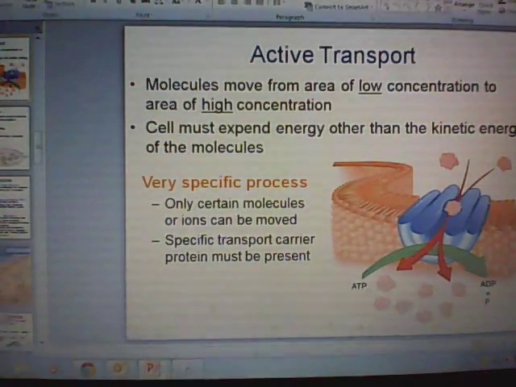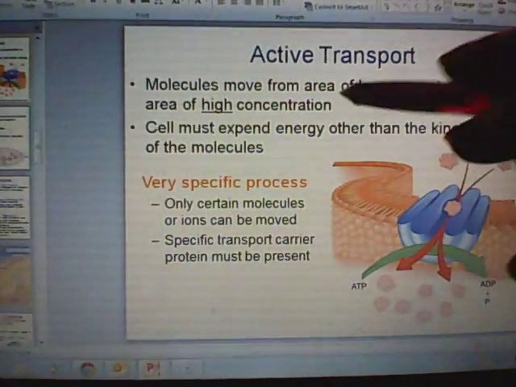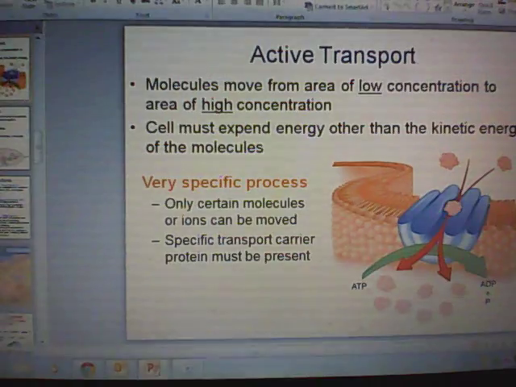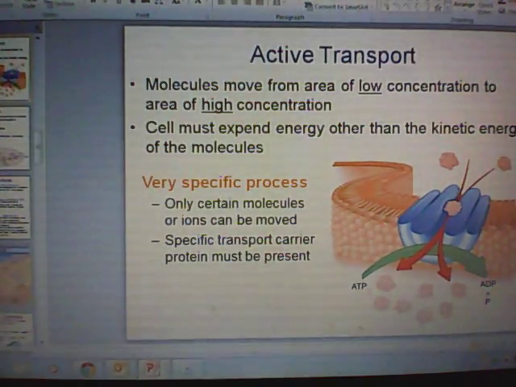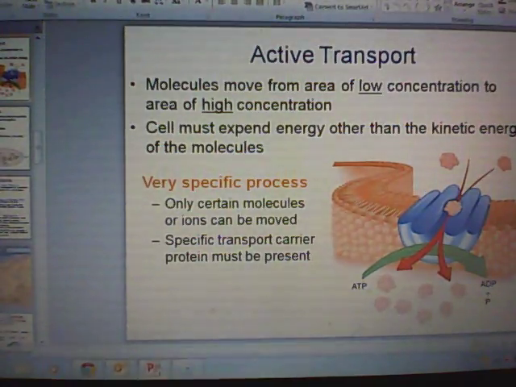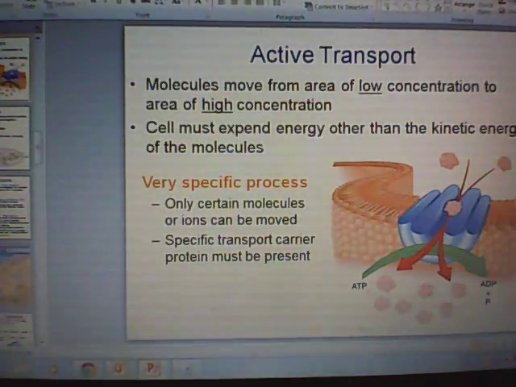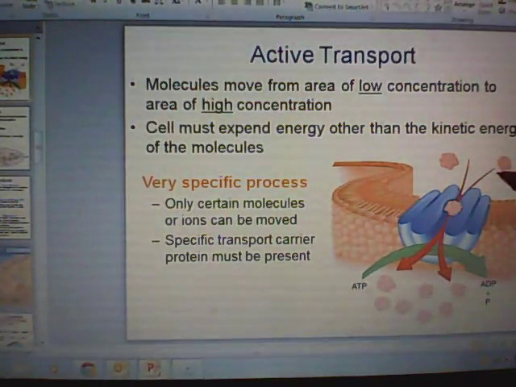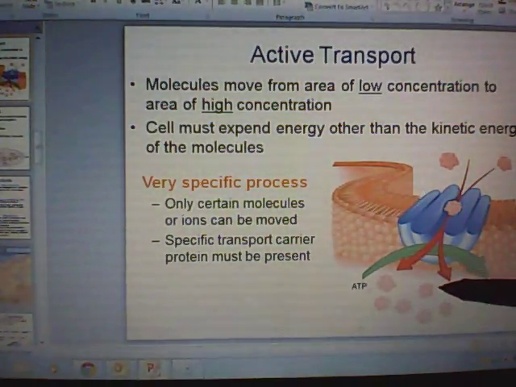Active transport is different. Instead of moving from high to low, you're going from low to high, meaning you're pushing against. Therefore, you have to expend energy. And so in active transport, energy is required, whereas in the others, no energy was required because it was passive. So in active transport, you also end up needing a carrier protein to move things from an area of low concentration to an area of high concentration.